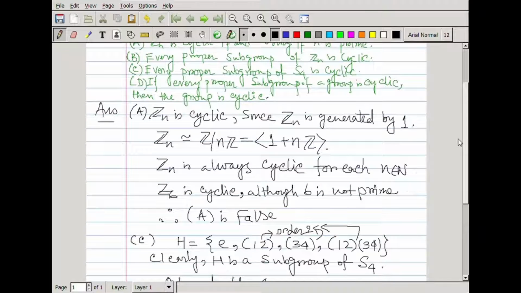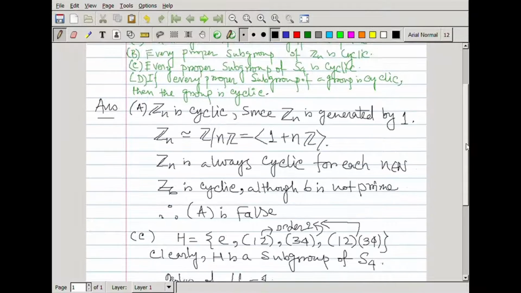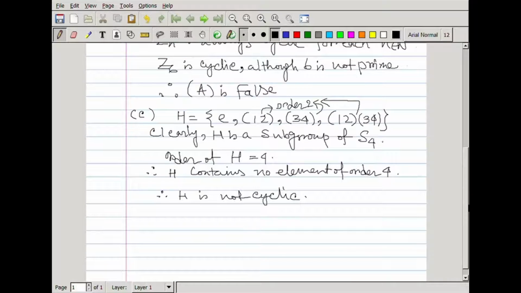Okay, therefore H is not cyclic, and this implies our option C is false, because I have given an example of a proper subgroup of S4 which is not cyclic. H is not cyclic. H is a subgroup of S4 and proper. This shows, therefore, option C is false.